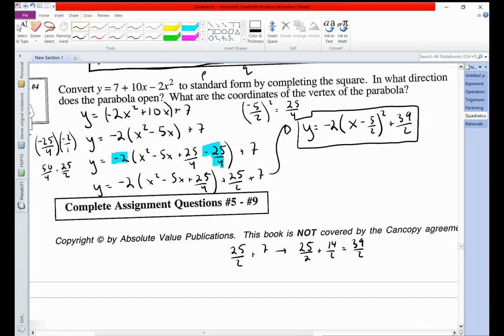So now we got to answer the question, in what direction does the parabola open? Well, we have a negative a value, which means it opens down this way. And then it says, what are the coordinates of the vertex? So the vertex is going to be our PQ, so 5 over 2 and 39 over 2. And that'll be right there.